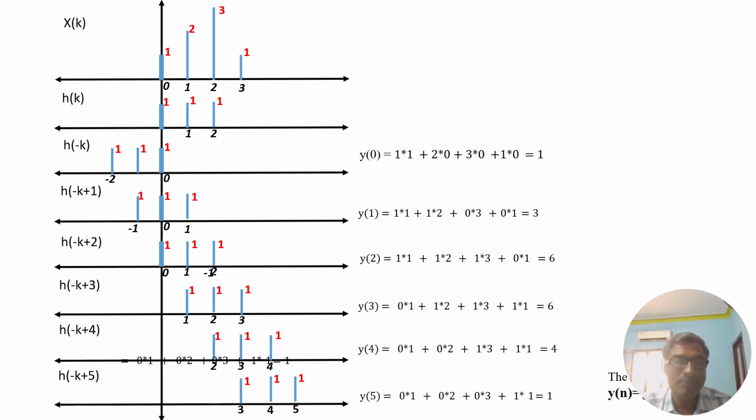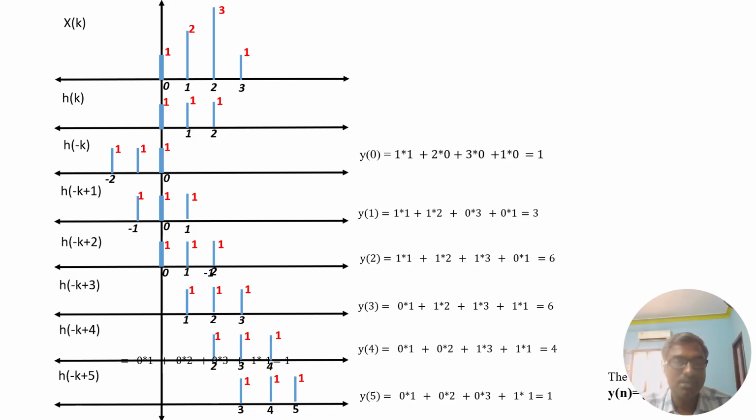Then similarly, h of minus k is shifted by one position. After shifting, we get 1 at n equal to 1, 1 at n equal to 0, and 1 at n equal to minus 1. The corresponding positions of h of 1 minus k are multiplied with x of k. The resultant is y of 1 equal to 3. Similarly, h of minus k is shifted by one more position.